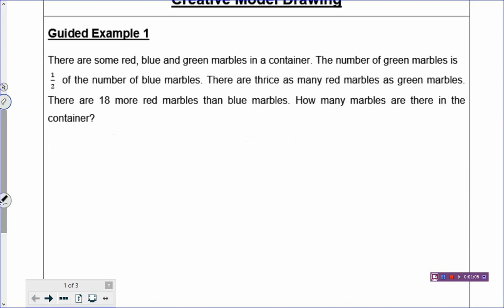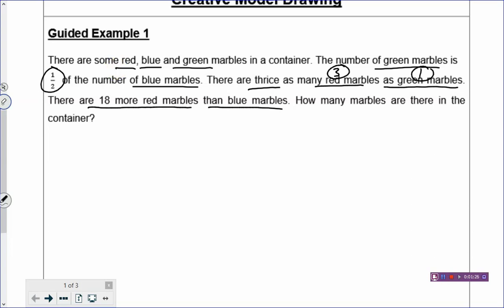Now, there are some red, blue, and green marbles in the container. The number of green marbles is half of the number of blue marbles. And there are 3 times as many red as green. So which means that the red has 3 boxes, and the green will have 1 time, or 1 box. There are 18 more red than blue marbles. So how many marbles are there in the container?